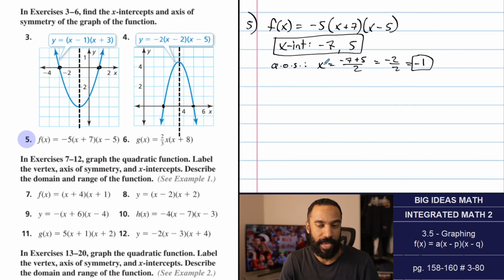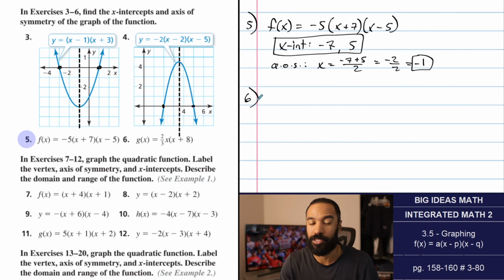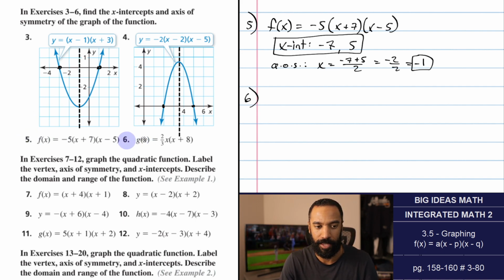And again, the purpose of the axis of symmetry is so we can find the vertex in full. That's the x value of the vertex, and plug that into the equation to find the y value. Not for these problems, but for probably the next set.